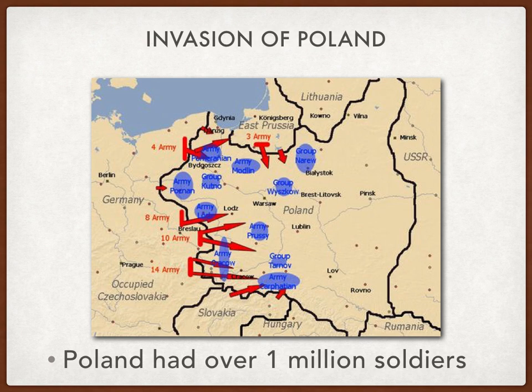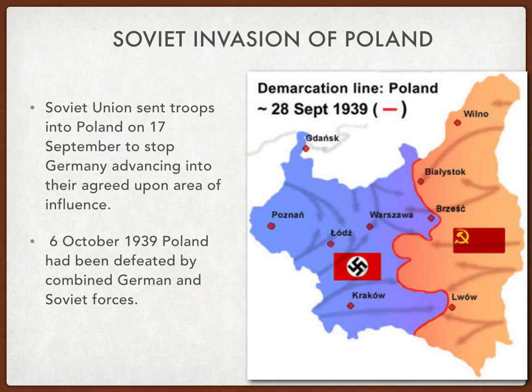Britain and France were unable to mobilise troops fast enough to come to the assistance of Poland. Remember, they had both declared war on Germany on the 3rd of September 1939 and had vowed to help Poland, but didn't have enough time to mobilise. Also, the Soviet Union, who had agreed to split Poland with Germany in the Nazi-Soviet non-aggression pact, rushed troops into Poland on the 17th of September to stop Germany advancing into their agreed upon area of influence.